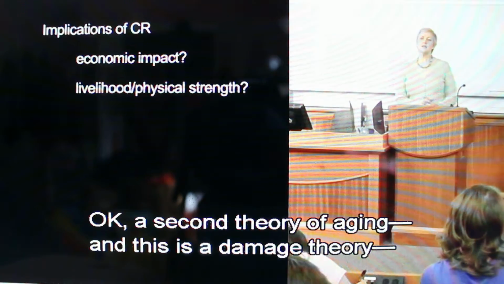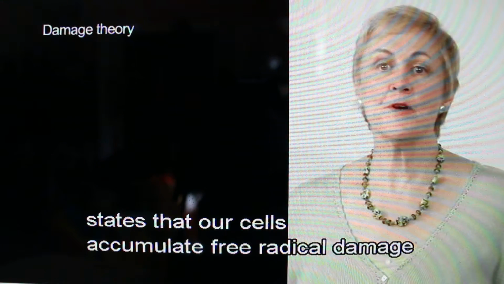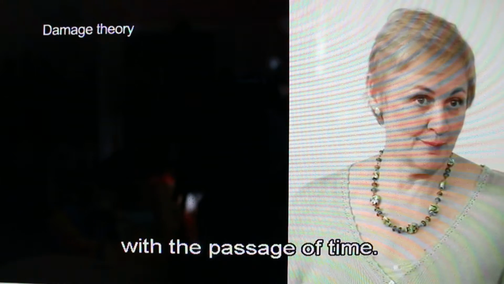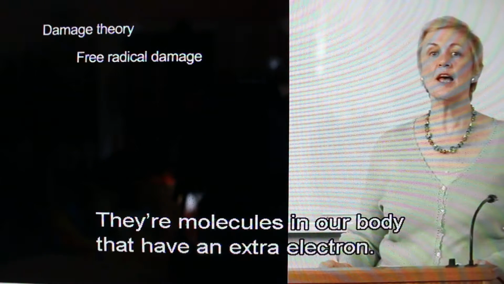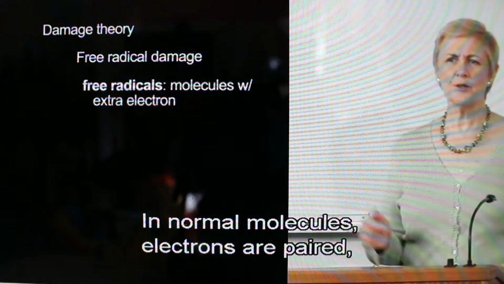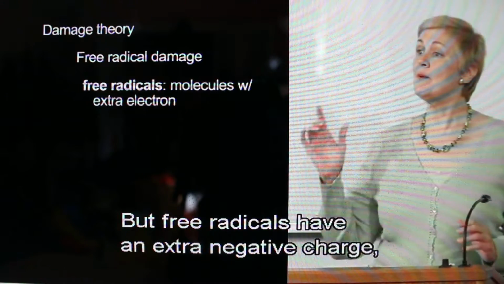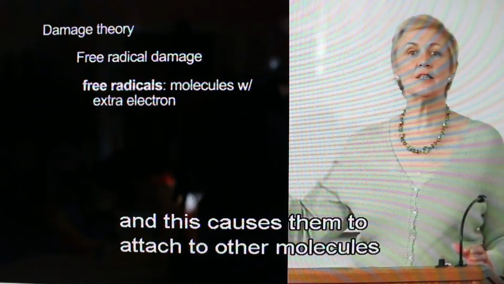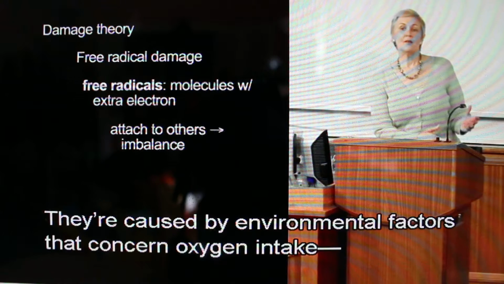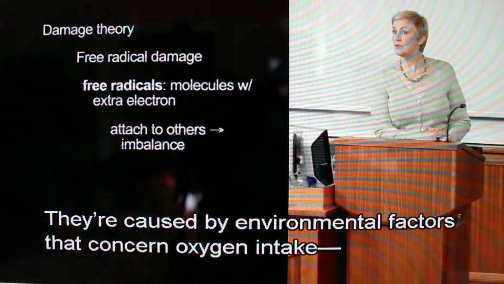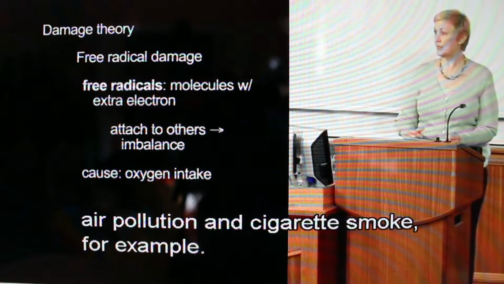Okay, a second theory of aging, and this is a damage theory, states that our cells accumulate free radical damage with the passage of time. Now, what are free radicals? They're molecules in our body that have an extra electron. In normal molecules, electrons are paired so that their electrical energies are balanced. But free radicals have an extra negative charge, and this causes them to attach to other molecules and cause an imbalance. They're caused by environmental factors that concern oxygen intake, air pollution, and cigarette smoke, for example.